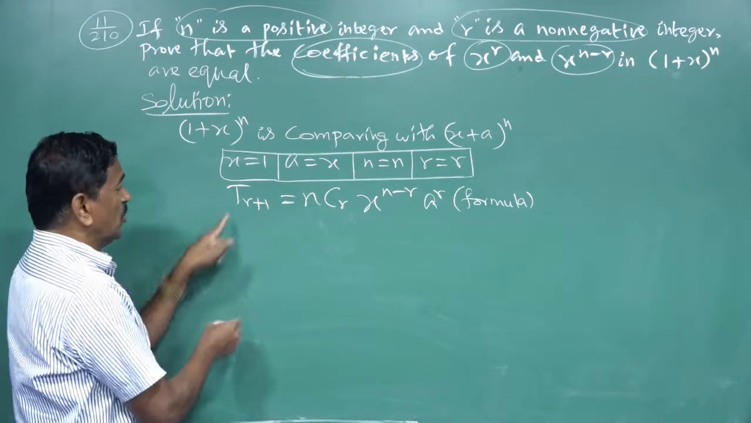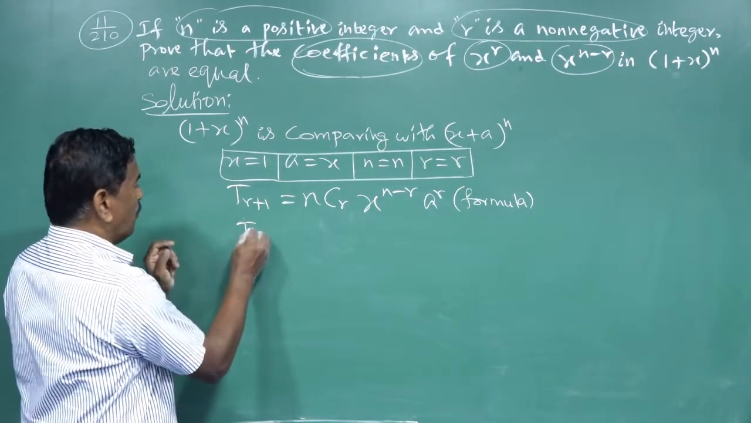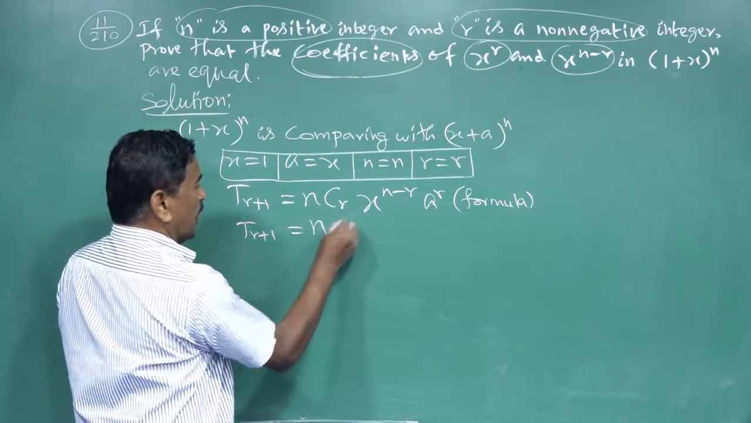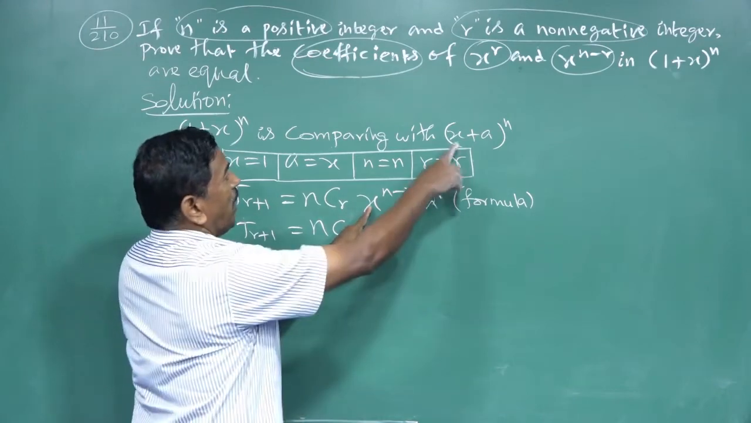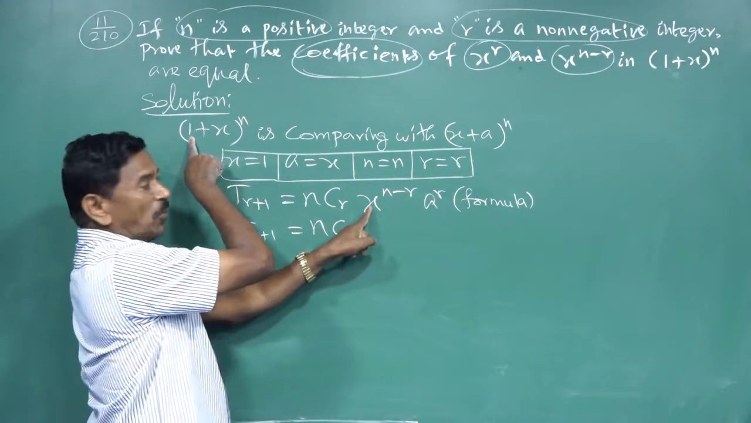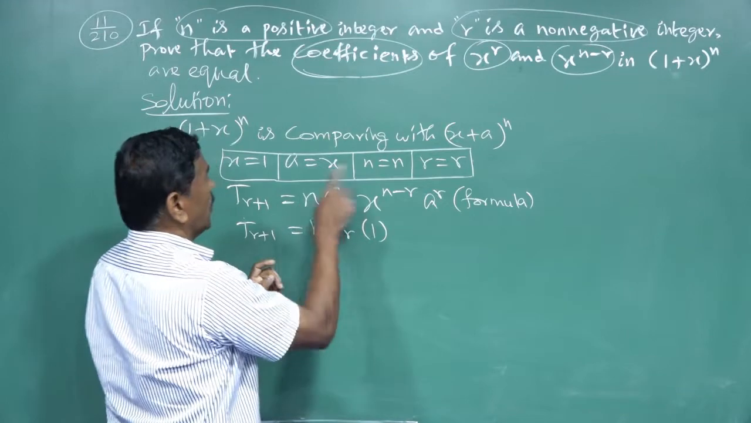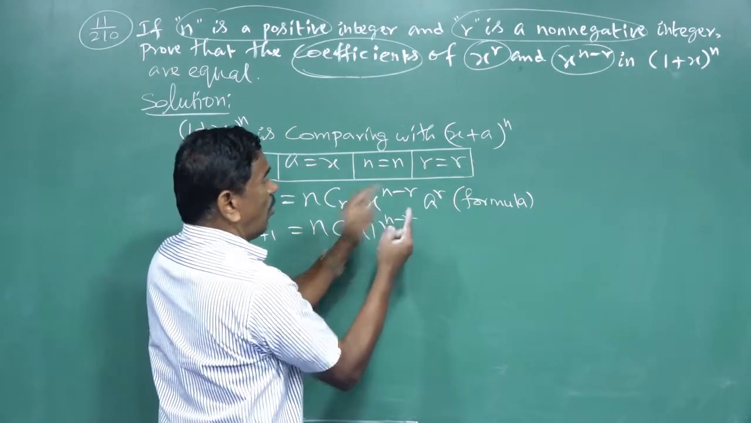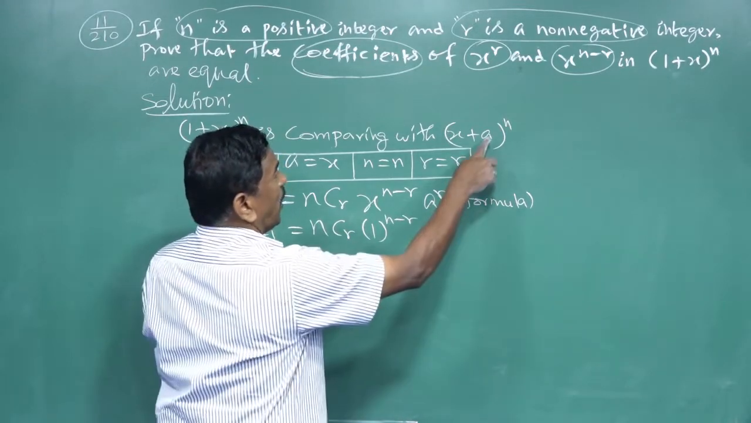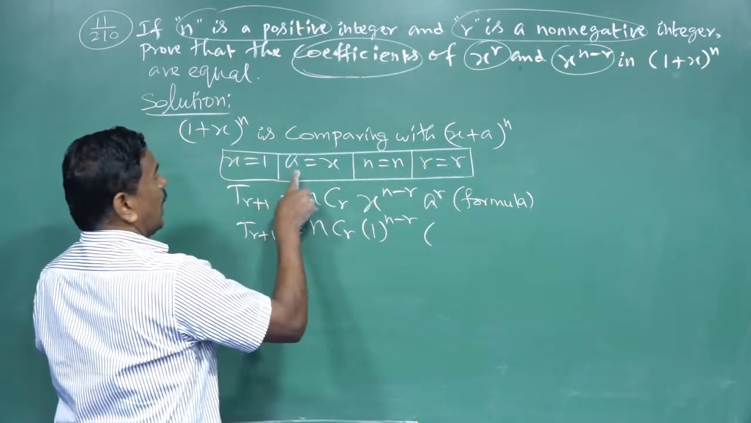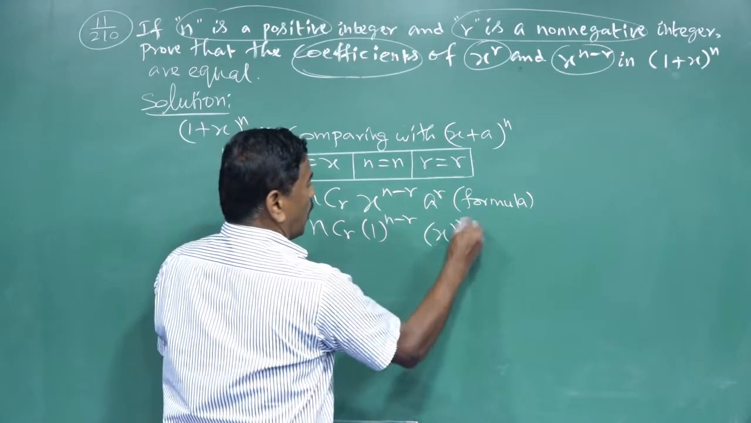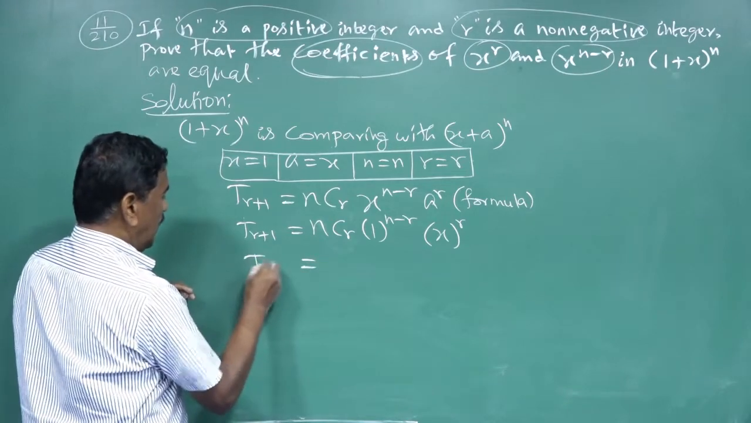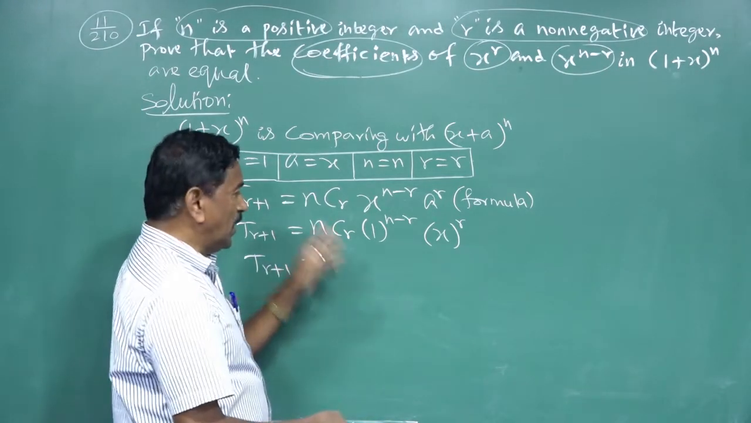Now I want to substitute. Here t(r plus 1), n equal to n, r equal to r. So nCr into x, where x is equal to 1, so 1 the whole power n minus r, into a, where a is equal to x, a equal to x power r. That's all. Now simplification.